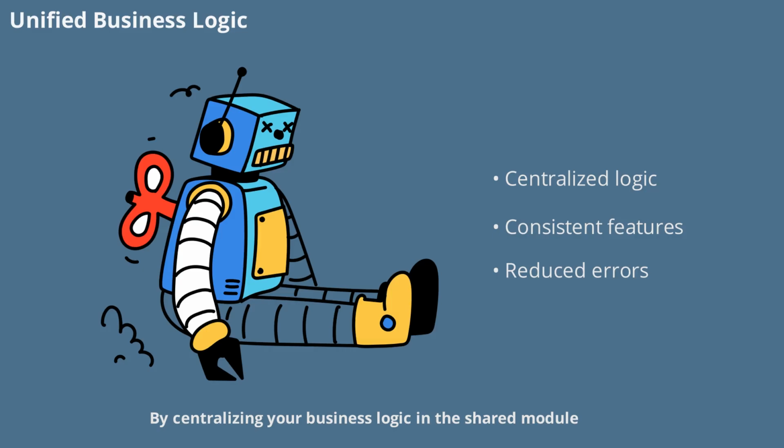By centralizing your business logic in the shared module, you ensure that features like authentication and data processing work the same way on both Android and iOS. This not only saves time, but also reduces the chance of inconsistencies or errors between platforms.